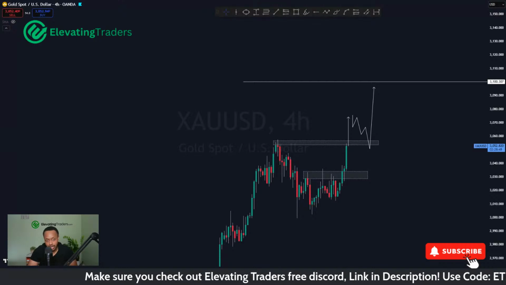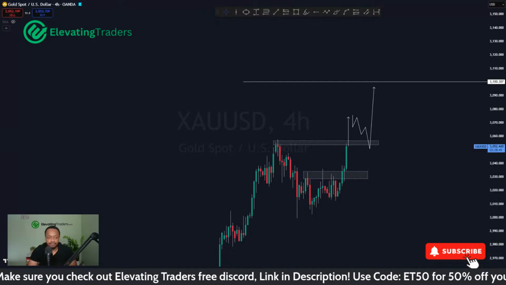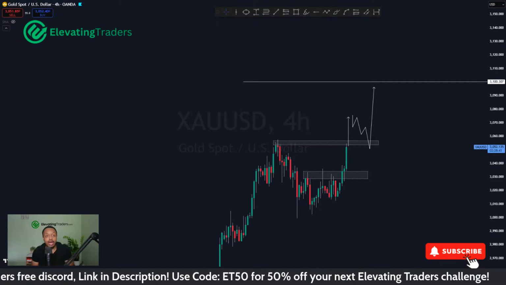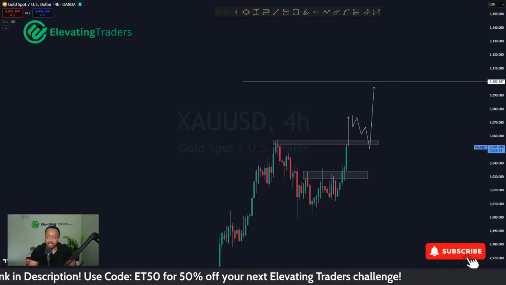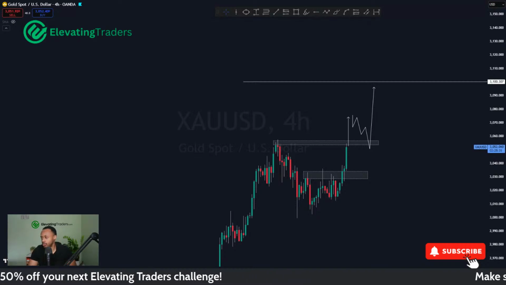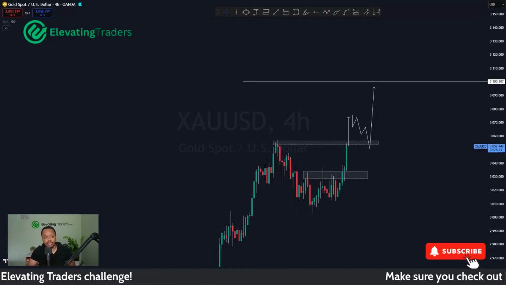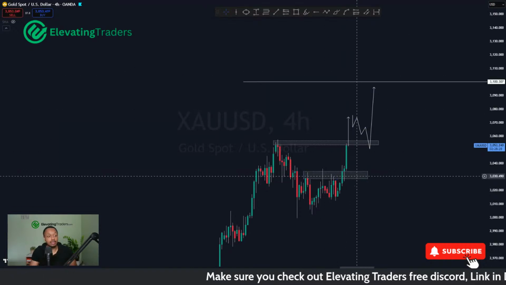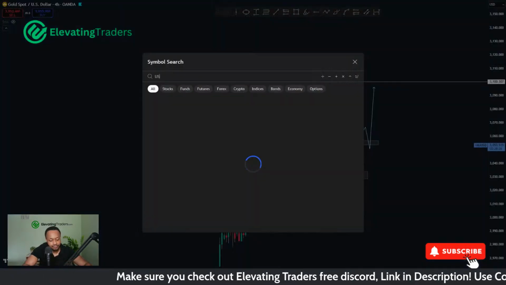Smashed through 3K, well, in the process of potentially smashing 3050. If we can do that, then 3100 is the next point of call there. So yeah, pretty bullish on gold. Not much to do apart from either break, or we tested the high, we pull back into 30.33. That could be a nice place for a long as well.